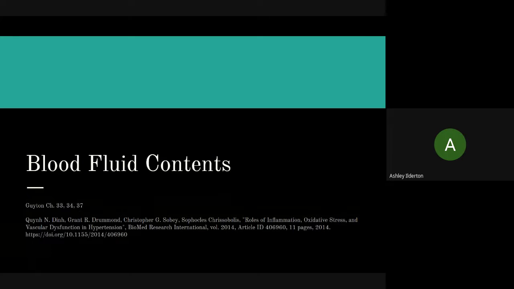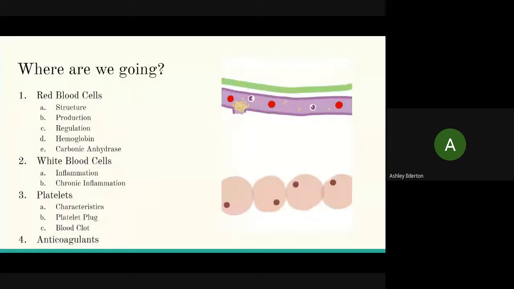So in this set of videos, we're going to be talking about blood fluid contents, and this information comes from Guyton chapters 33, 34, and 37. The presentation doesn't really organize the information by chapters, more by topic, which we'll see in just a second. So this is kind of a where-we're-going overview.